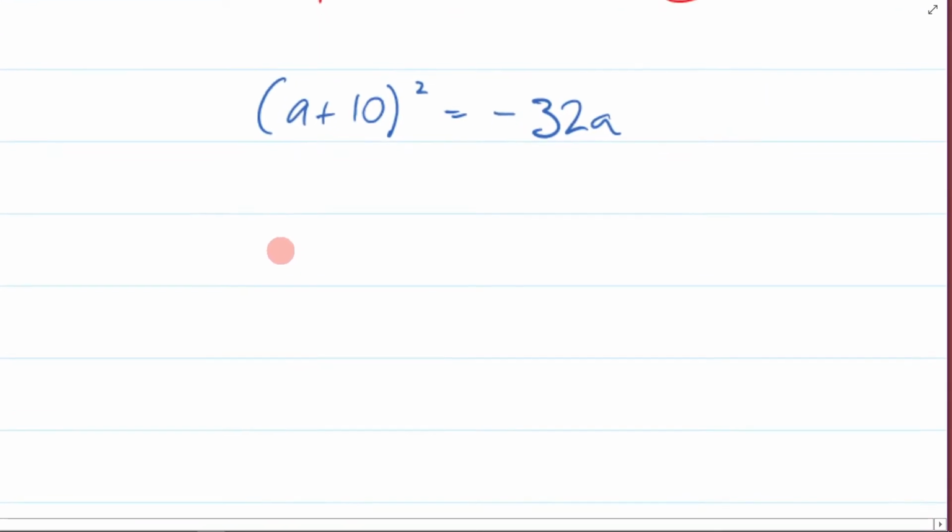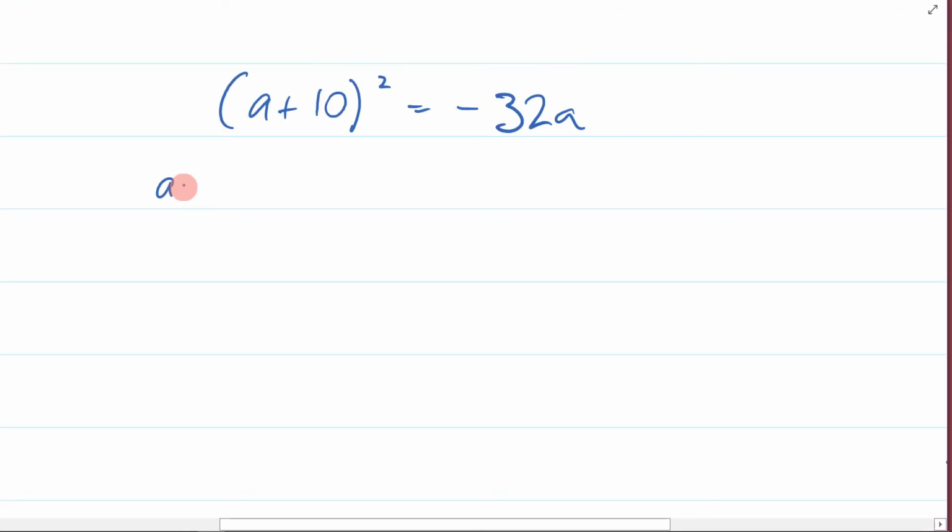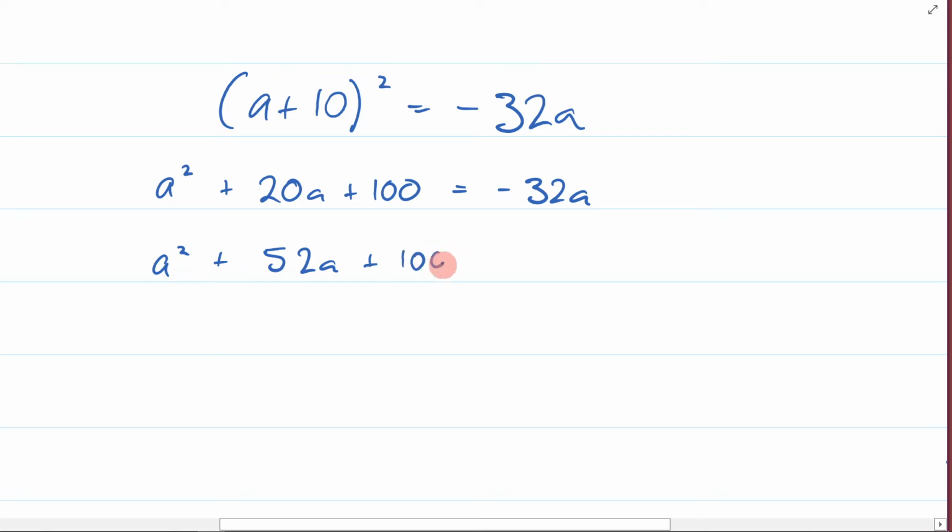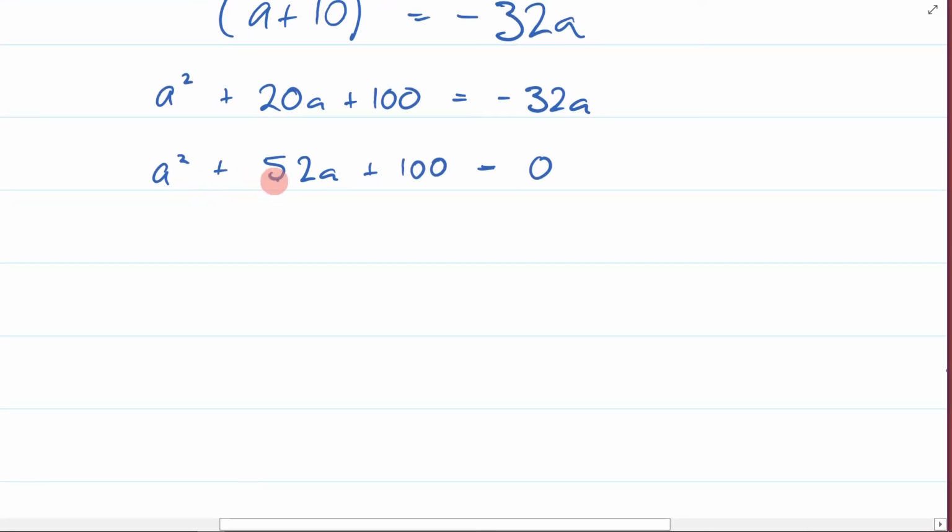All right, we zoom in. This here, when I expand it, will become this. So I'm just expanding out that quadratic. Negative 32a. I would then bring this negative 32a on the other side. a squared, 20 plus 32 is 52, plus 100 equals 0. Then, can I factorize this?